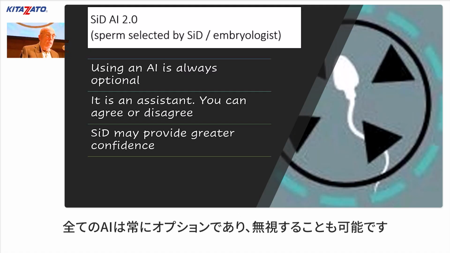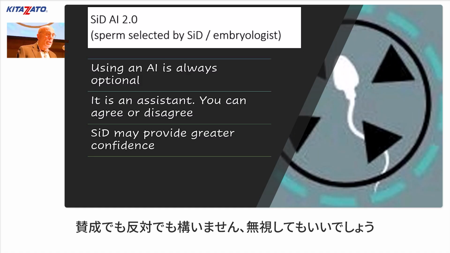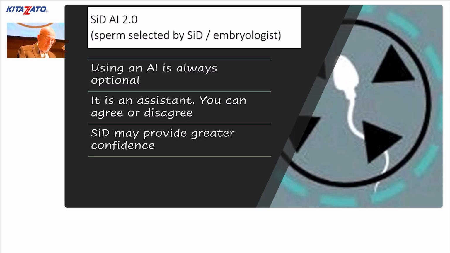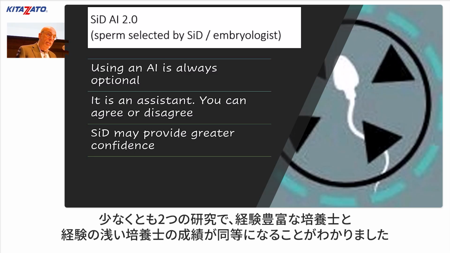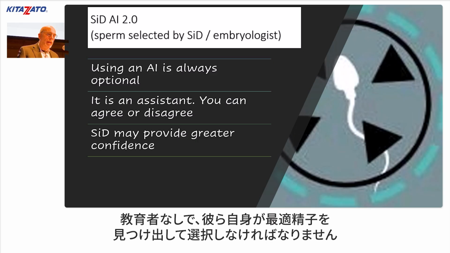So what SiD has shown, it's an AI that is always optional. All AIs are, you can just ignore them. It's an assistant. You can agree or disagree, you can ignore it. But it does give you greater confidence over time. At least that's the feedback we get from embryologists using it. In at least 2 studies, there was equivalence between experienced and inexperienced embryologists. And so that's an interesting thing. So it probably teaches inexperienced embryologists over time much faster than they would be taught if they did this without supervision, where they themselves have to find out what the best sperm is to select.